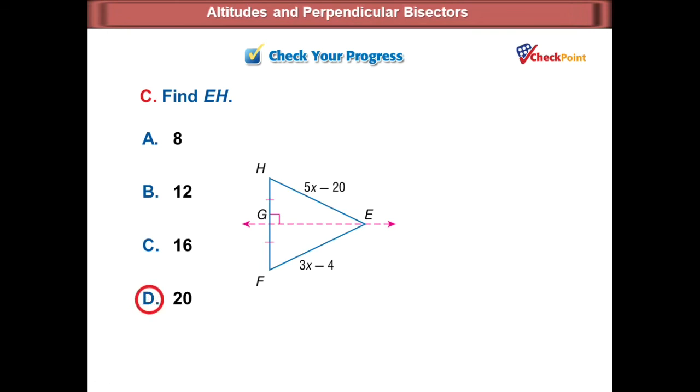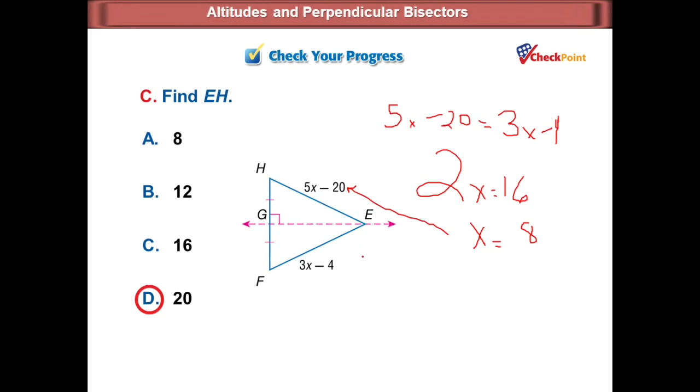I know that the answer is 20. Since this is an isosceles triangle, since this segment is bisected and there's a 90-degree angle, I would take 5x minus 20 and set it equal to 3x minus 4. I subtract 3x, I get 2x. I add 20 to each side and I get 16. Therefore, x is equal to 8. And since I want segment EH, I would substitute x into there. And 5 times 8 is 40 minus 20. Therefore, my answer is D, or 20.